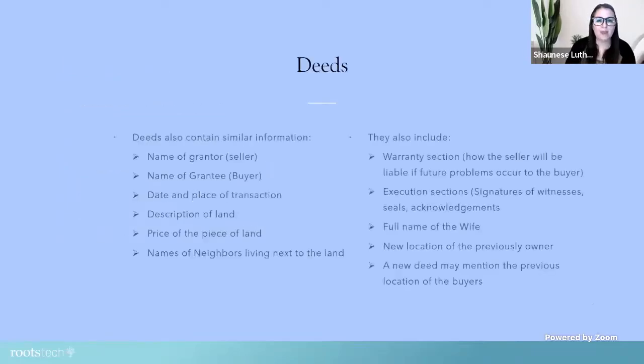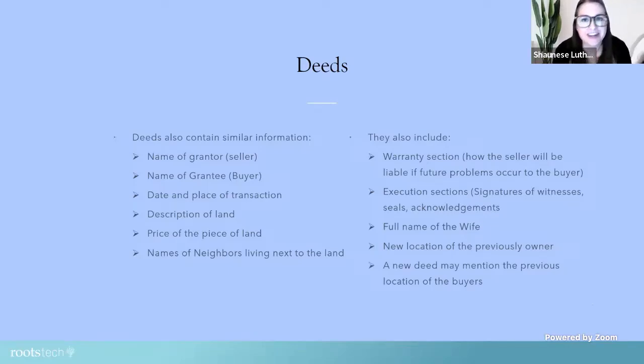Deeds. These are very similar to land records. They have the name of the grantor, the grantee, date and place of transaction, description of land, price of the piece of land, neighbors next to it. But what they also include are the warranty section. So that means if the seller is liable for future problems, then the buyer can talk to them. And then the signature witnesses, seals of acknowledgement. So this is what we need. So the execution sections, and then the full name of the wife.